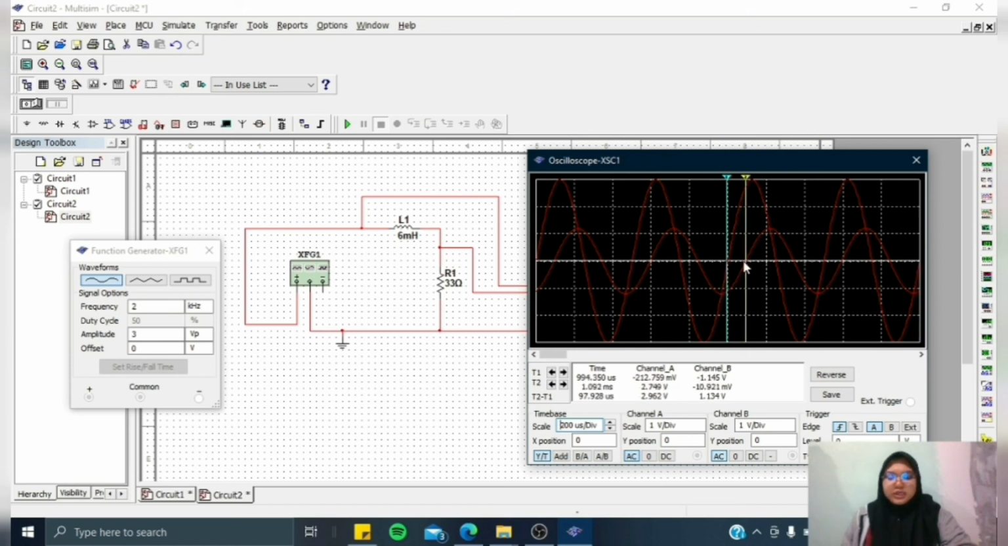For RL circuit, the formula for phase angle is 360 divided by T2 minus T1, multiplied by T1. The relationship between input and output for RL circuit is lag.